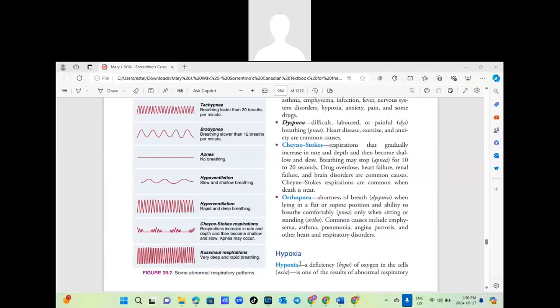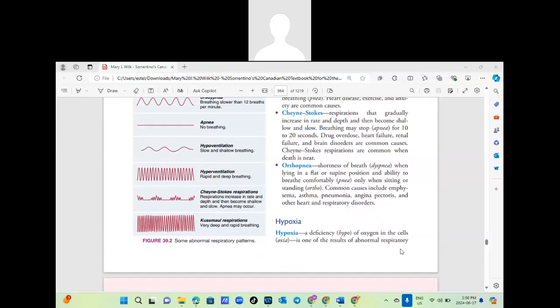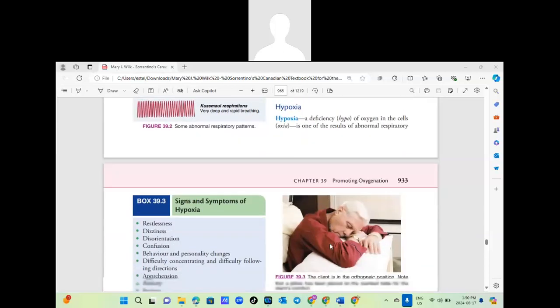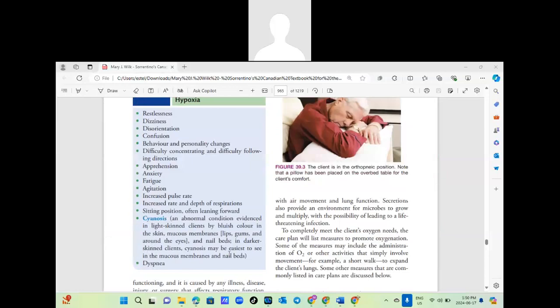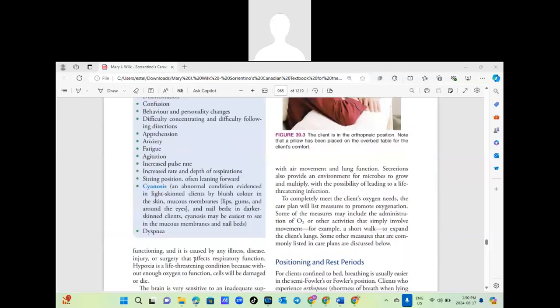Okay, so hypoxia is a deficiency of oxygen in the cells. It is one of the results of abnormal respiratory functioning. Hypoxia is caused by any illness, disease, injury, or surgery that affects respiratory function. Hypoxia is a life threatening condition because without enough oxygen to function, cells will be damaged.